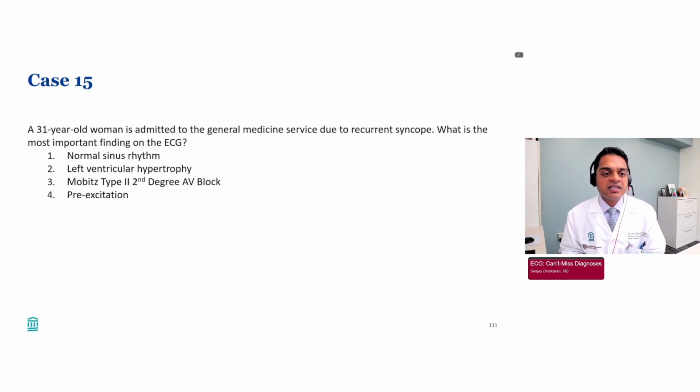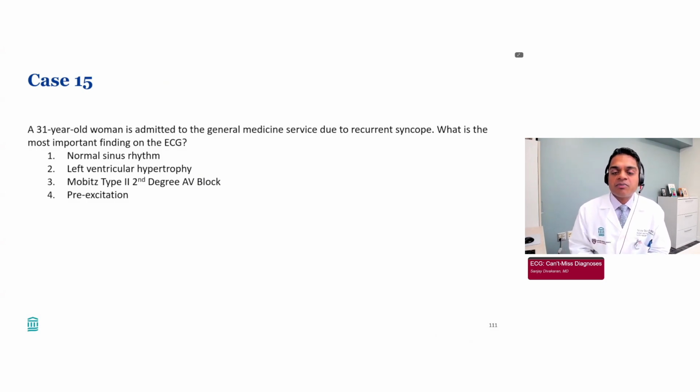And finally, case 15: a 31-year-old woman is admitted to the general medicine service due to recurrent syncope. What is the most important finding on this ECG? One, normal sinus rhythm. Two, LVH. Three, Mobitz type 2, second degree AV block. Or four, pre-excitation.